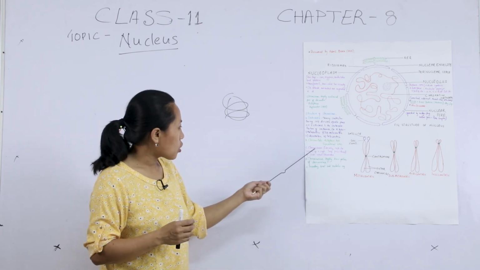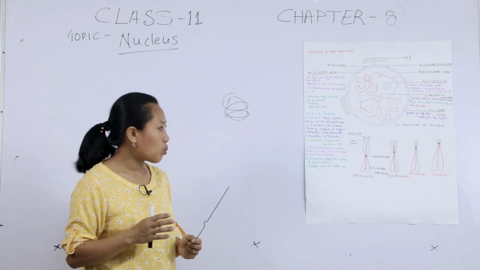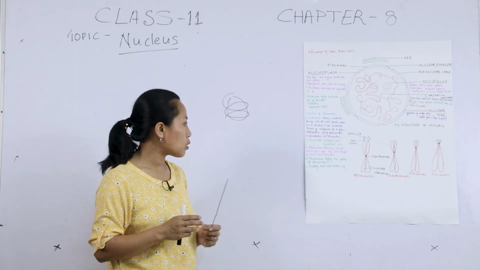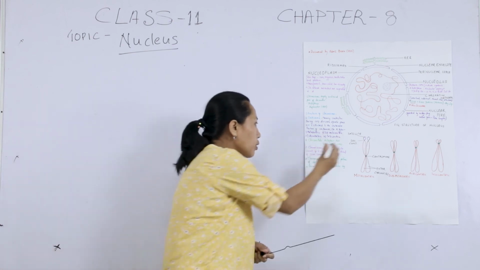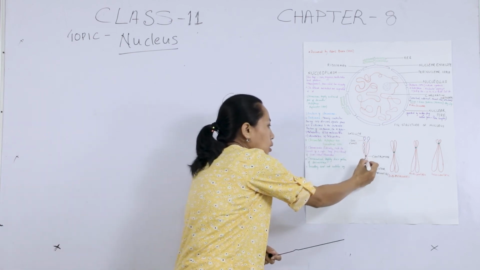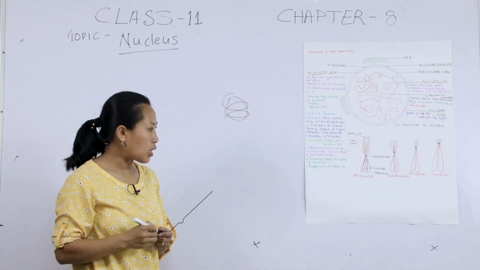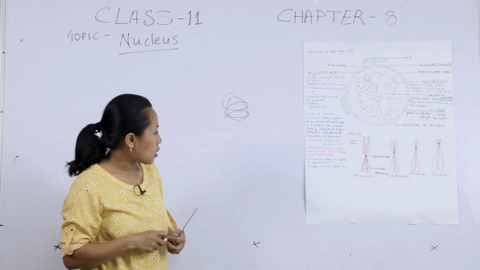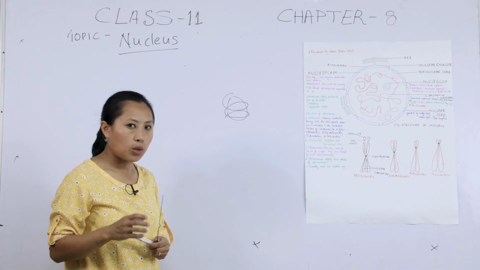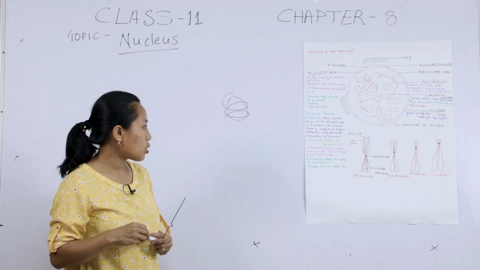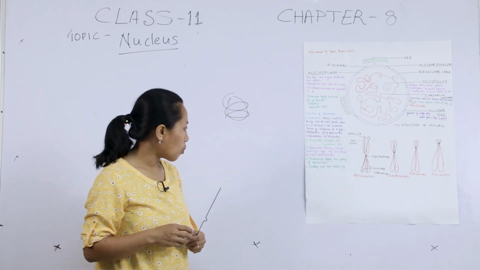Another structure is the chromonema. Internally, each chromosome consists of a single long thread of DNA called chromonema. So in each of these chromatids, there is a single long piece of thread, and this long piece of DNA is known as chromonema. The other structure is the chromomeres. These are highly condensed portions of chromonema, not proteins.